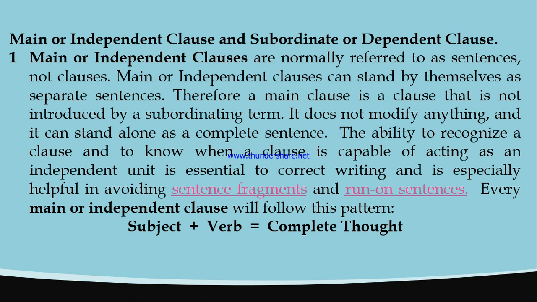Every main or independent clause will follow this pattern. Subject plus verb is equal to complete thought. It gives you a complete thought, complete sense. अगर आप इसके साथ, for example, if it's a sentence that has a main clause as well as the subordinating clause, and you take off the subordinating clause, the main clause would itself be a complete sentence.